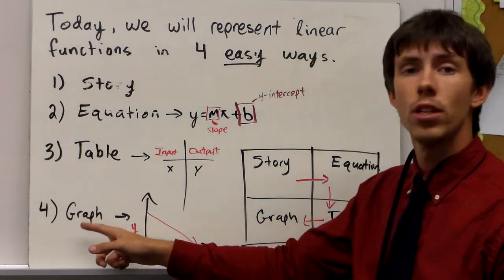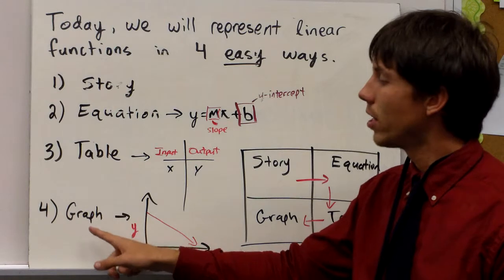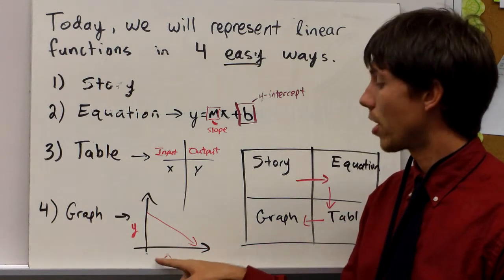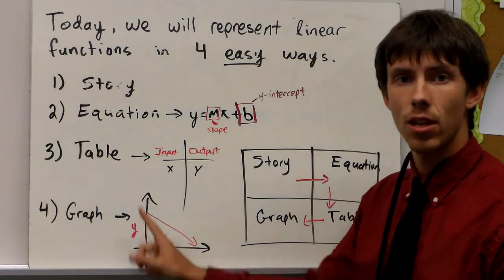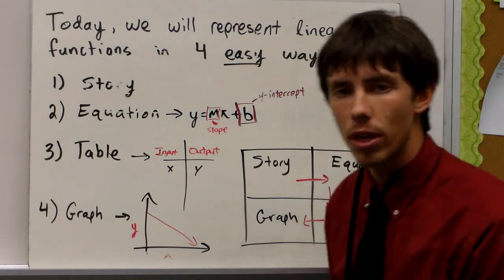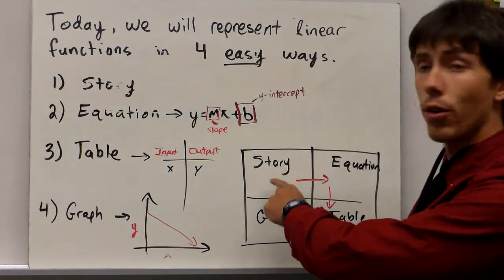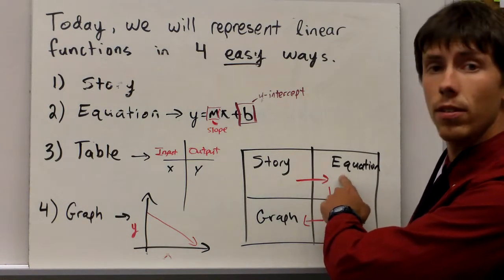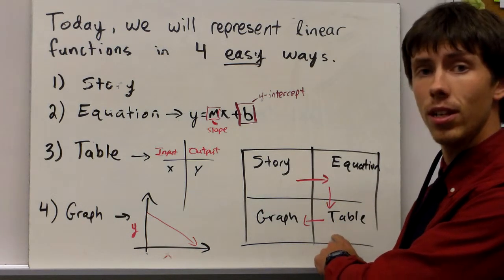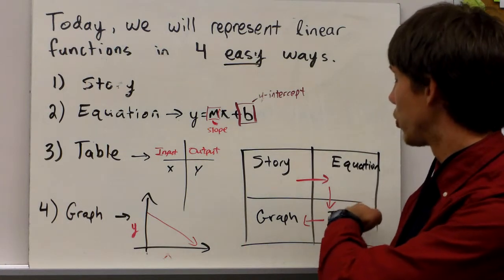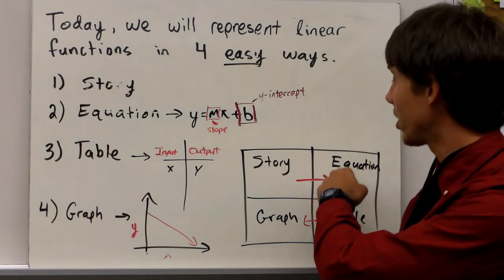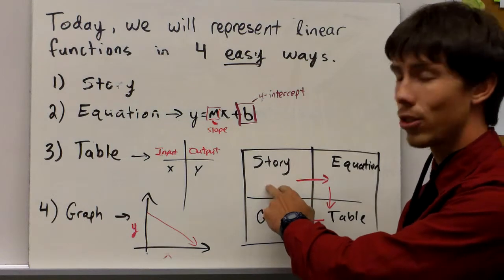And then from tables, we can plot the points from the table and create a graph with your x-axis on the bottom, or your x's on the bottom, and your y's on the y-axis. So I have this little diagram here that shows we're going from story to equation, equation to table, table to graph. You can also go from graph to table, table to equation, and equation to a story.